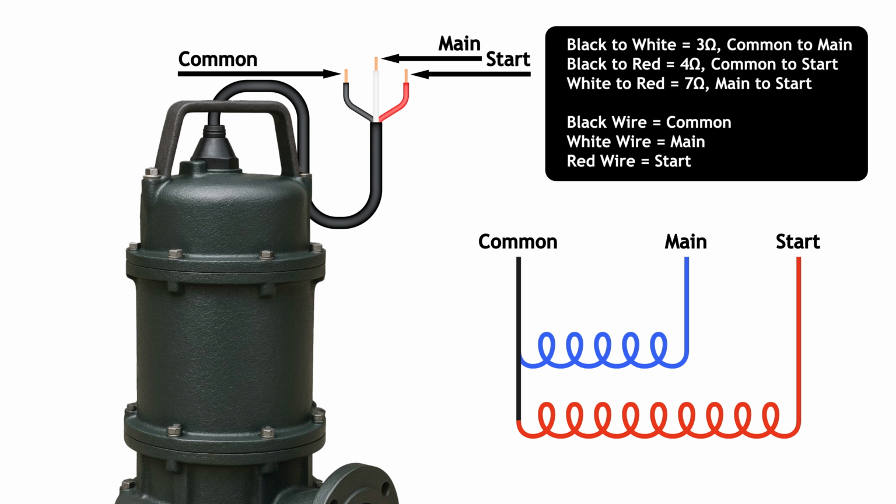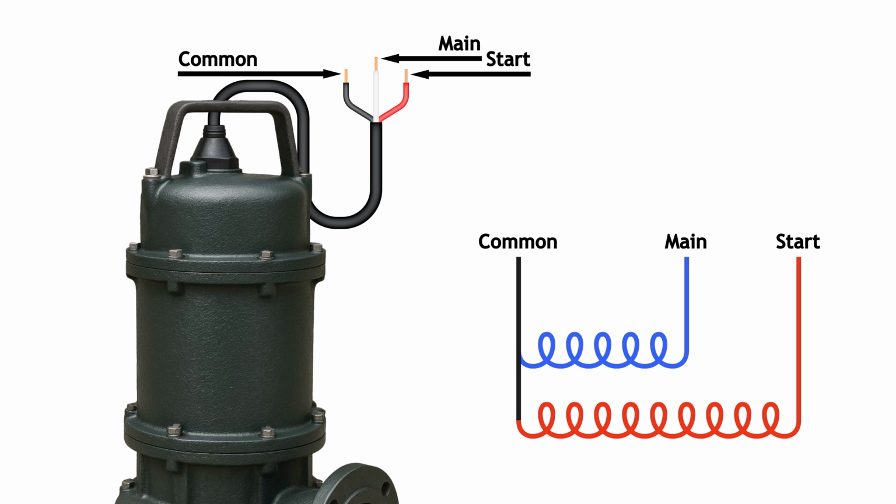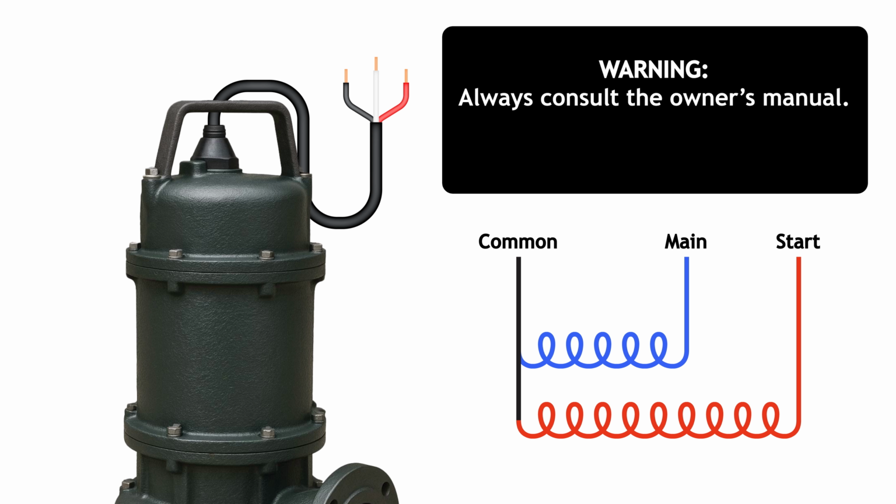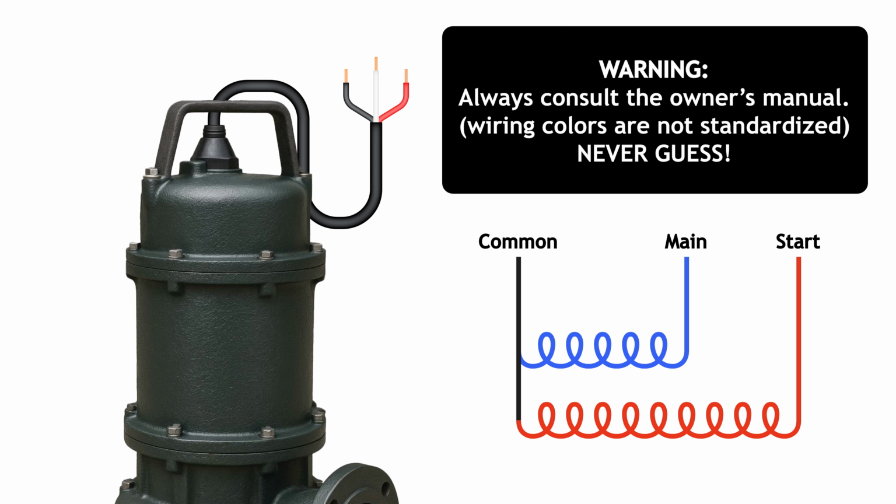red equals start winding. It's critical to know which wire color corresponds to which motor winding when wiring into a control panel. Always consult the owner's manual for your specific pump model. Wiring colors are not standardized across manufacturers. Never guess the connections. Incorrect wiring can damage the motor and control panel.